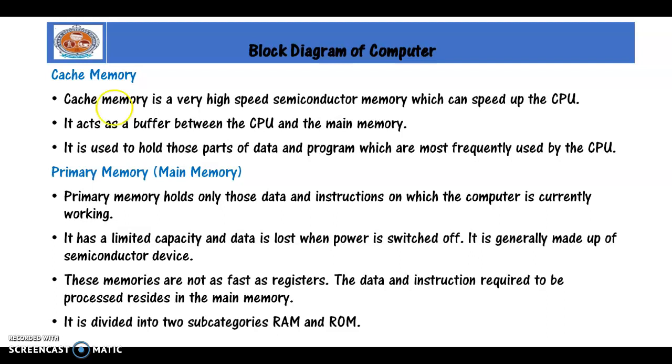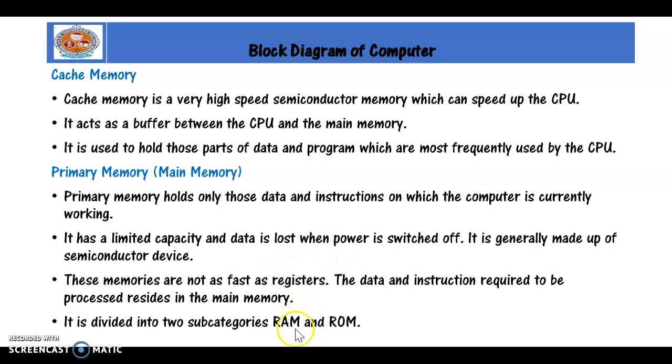Then coming to the primary memory or the main memory, whatever current program you are running, that particular data and instructions will be stored in our primary memory. Suppose I'm working with a Word file, the program or the data or instructions with respect to that particular Word file will get stored in your main memory, and it has very limited capacity. And once the power is lost, the data will get erased if you haven't stored them manually.